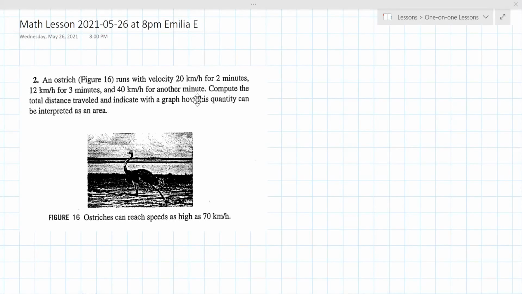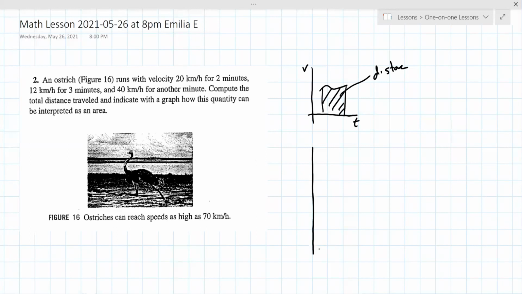and indicate with a graph how this quantity can be interpreted as an area. So the general idea here is that if you have a graph of velocity and time, if you find the area, that's the distance. Okay. So we're going to do that for this problem, but we're going to do it with rectangles.